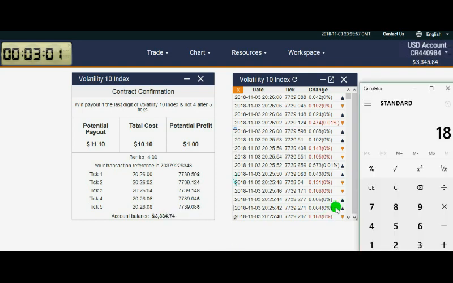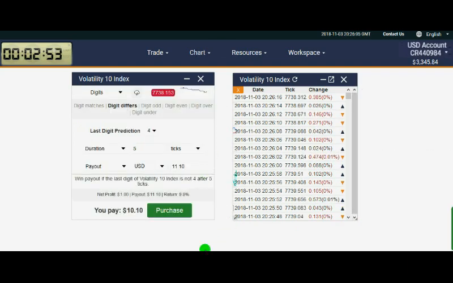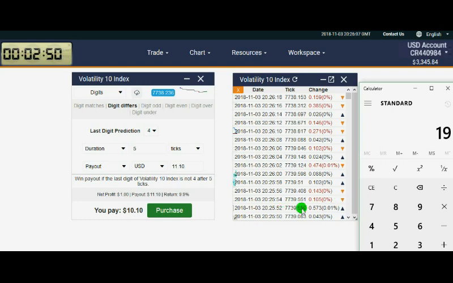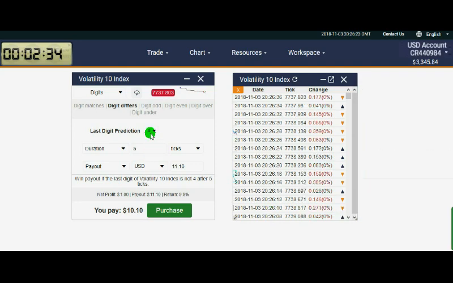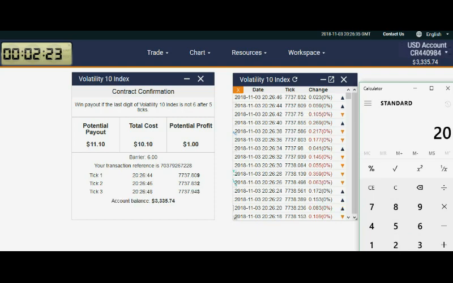As you can see, we won that trade as well. That's our 18th trade. So we're going to place the second to the last trade for this section. Remember, we are trading 20 times. You can go on and on. Let's get it. So we're going to go for 6. That's our 19th trade. I'm changing this to 20.